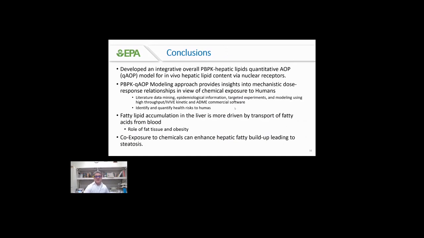We identified that the fatty lipid accumulation in the liver is more impacted by the transport from the blood, which has to do with diets and also has to do with how much fat content a person has. And again, co-exposure to chemicals, like I said, can enhance the hepatic fatty buildup, which could lead to steatosis, which could lead to other adverse outcomes that could be dangerous.